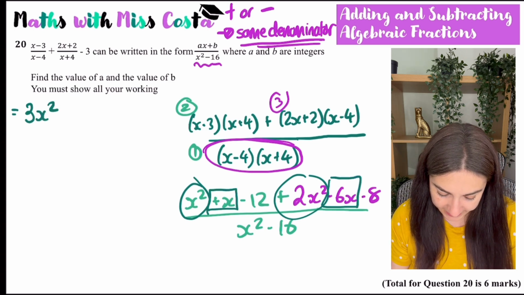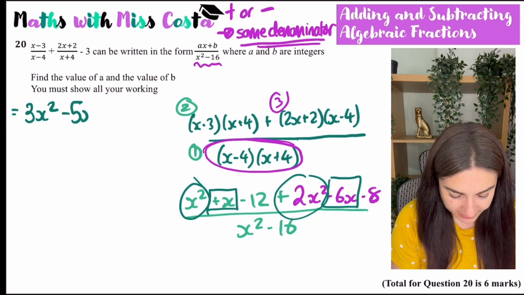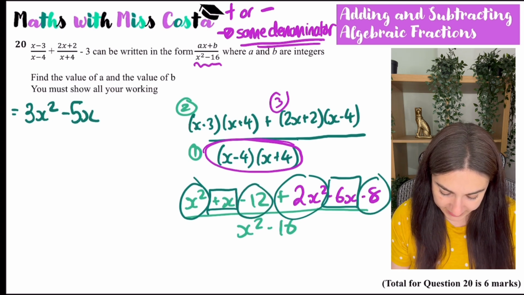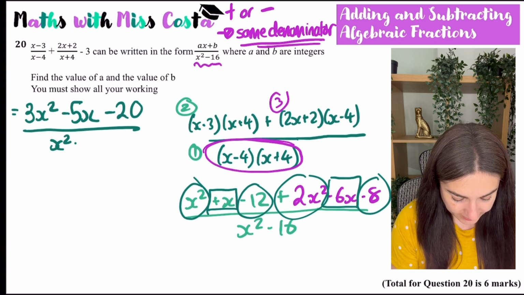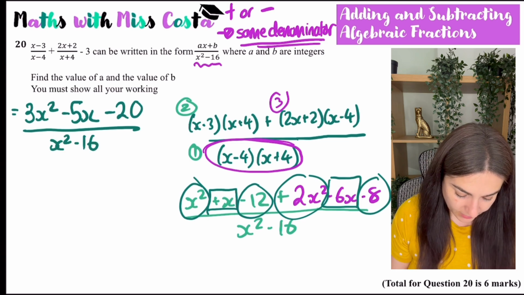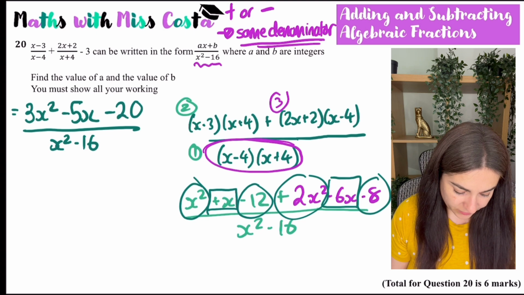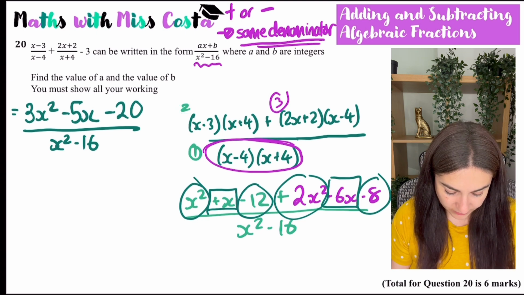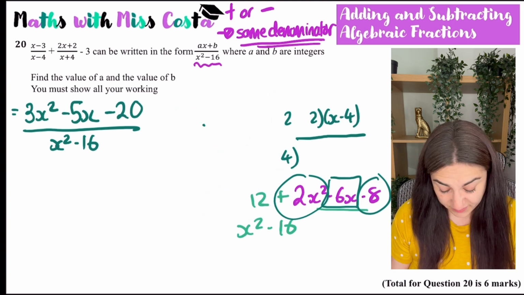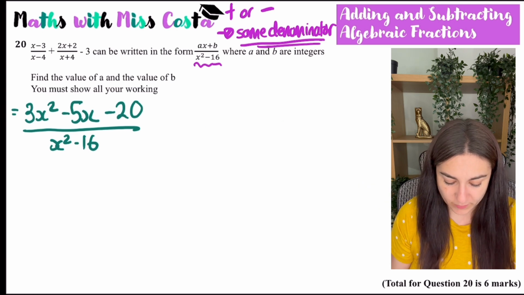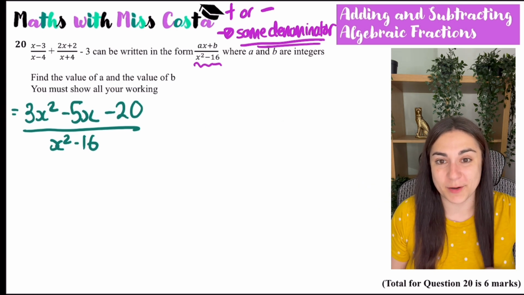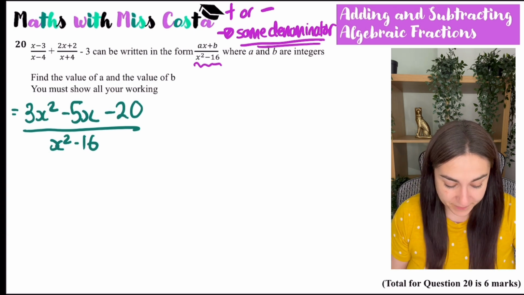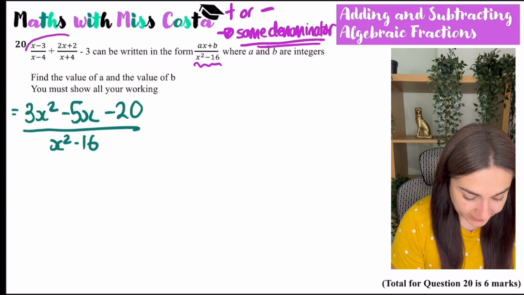X minus 6x is going to be minus 5x, and then minus 12 minus 8 is minus 20. So I'd be left with this, which I could factorize if I wanted to. There are actually so many ways that you can do this. So the key is just expanding and factorizing and manipulating it until you can simplify it. But the point is that I have now simplified this to this.